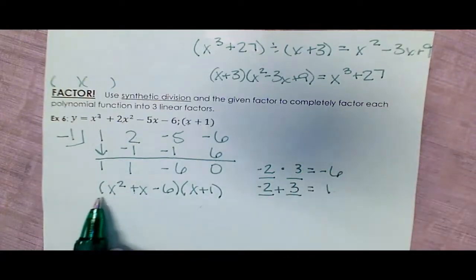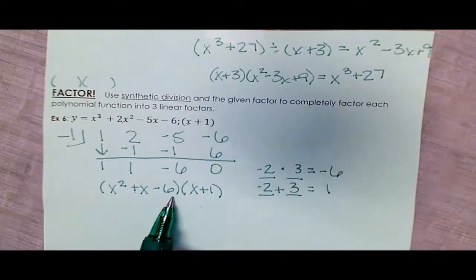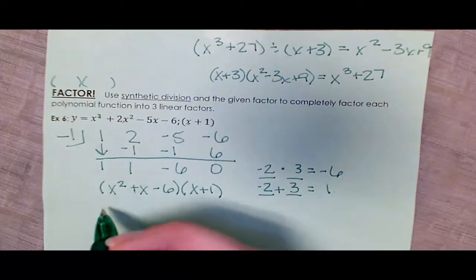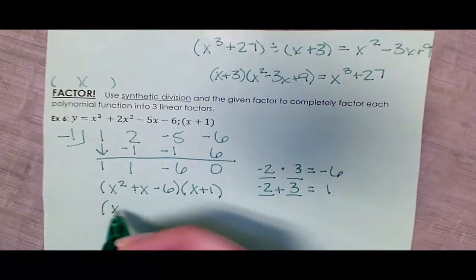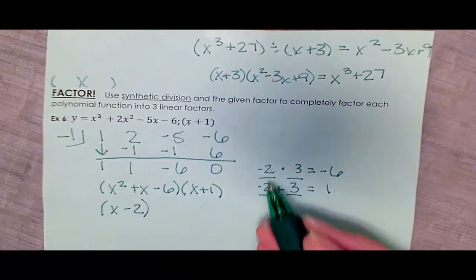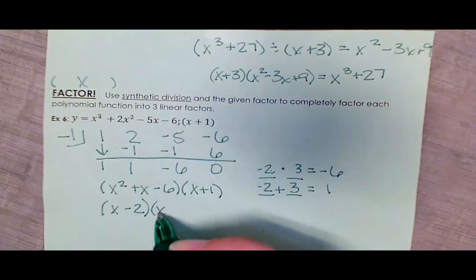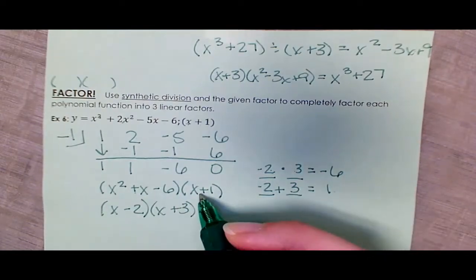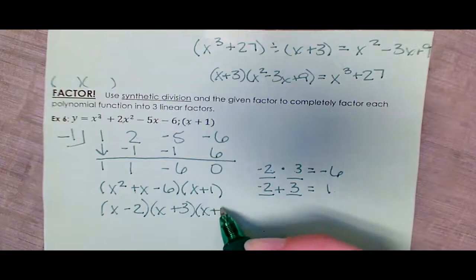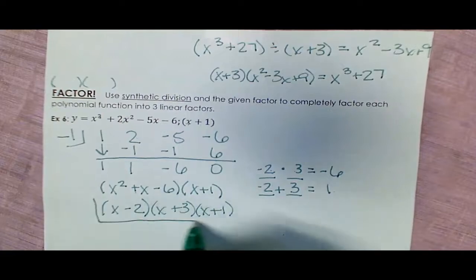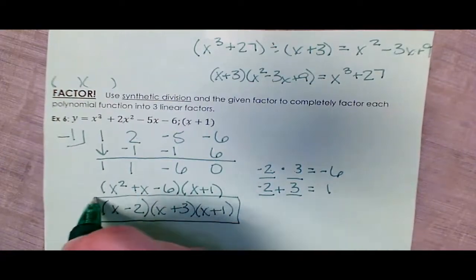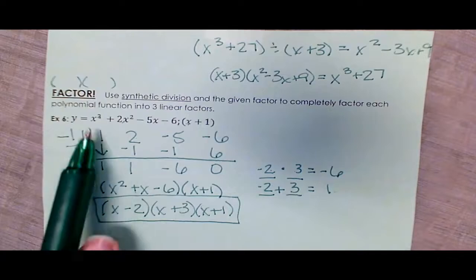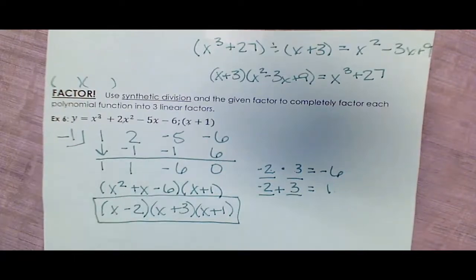So I can break this factor up into two smaller factors. I can break it up into x minus 2 from that magic number, and x plus 3 from that magic number, and x plus 1 from the original problem. And these three factors multiplied together will give me the larger polynomial.